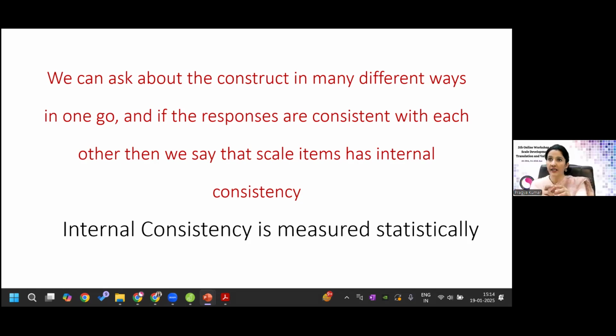Monisha is asking about the ideal interval between testing. Well, generally we say 4 weeks. It depends on the construct also, but generally we say a minimum of 4 weeks.